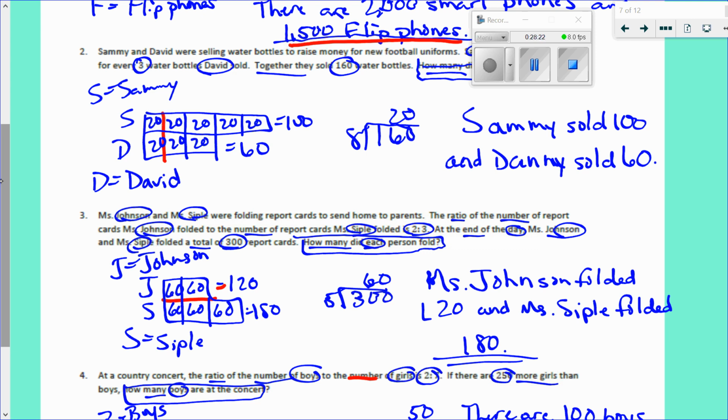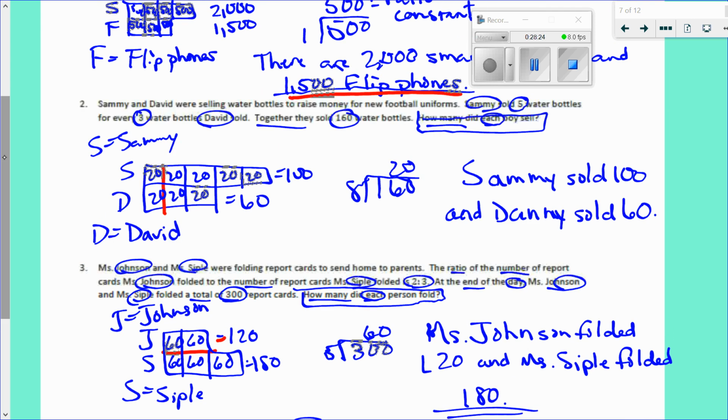Because watch what happens when I mark my text. Sammy, 5, 3. So I have my ratio now. It's 5 to 3. Together, 160. So now I know I need to know all together. So for my ratio constant, I take the 160 divided by 8 gives me a 20. Ratio constant of 20, Sammy sold 100, Danny sold 60. Started with marking the text to break this down. Sorry guys, the way it's set up, it's all word problems. Get used to it. Marking your text is going to help you get through this.